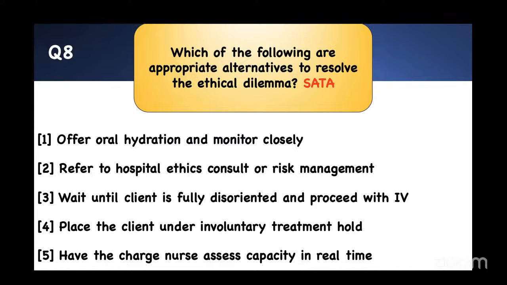That's really not, I mean, fully disoriented. That's unacceptable, right? So they don't know, and then you can inject it or admit them involuntarily. So based on that, we can say 1, 2, and 5 are a better choice for the nurse to follow in this ethical dilemma. Whenever you have a situation like that, consult the risk management team or give them non-invasive options, and always assess for capacity.